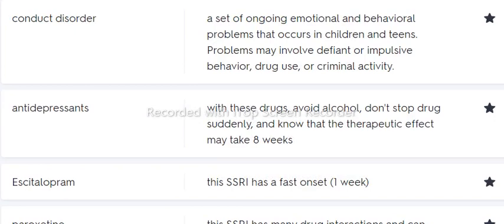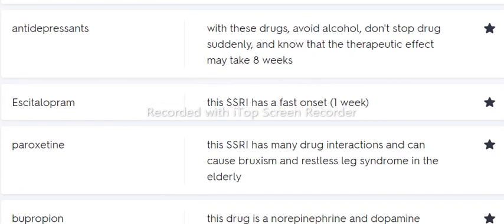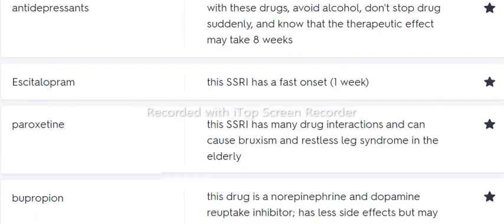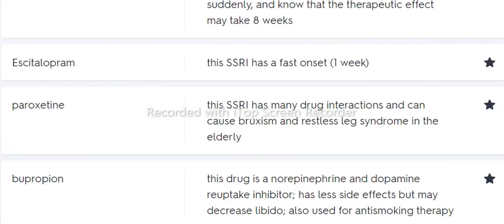Antidepressants. With these drugs, avoid alcohol, don't stop drugs suddenly, and know that the therapeutic effect may take 8 weeks. Escitalopram. This SSRI has a fast onset. Paroxetine. This SSRI has many drug interactions and can cause bruxism and restless leg syndrome in the elderly.